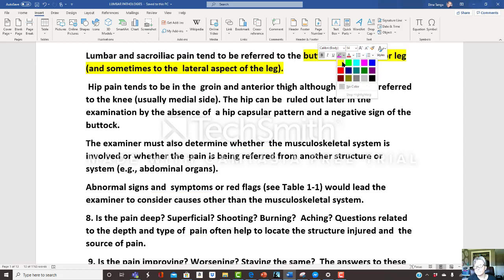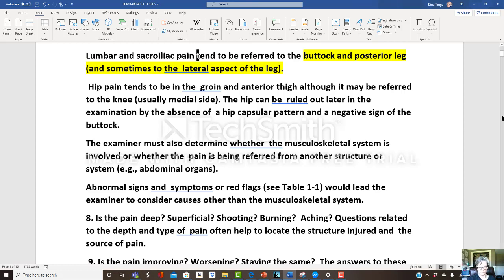The examiner must also determine whether the musculoskeletal system is involved or whether the pain is being referred from another structural system, for example, abdominal organs. Abnormal signs and symptoms, or red flags, see Table 1, would lead the examiner to consider causes other than the musculoskeletal system.